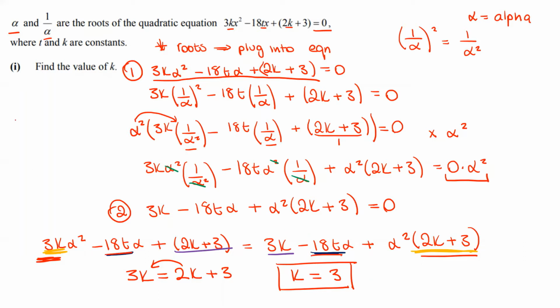So the most important thing, guys, to remember out of this question is that when you have roots of a quadratic equation, when you substitute those into the formula, just like we substituted alpha and 1 over alpha for x, we should get the left-hand side and the right-hand side are both equal to 0.